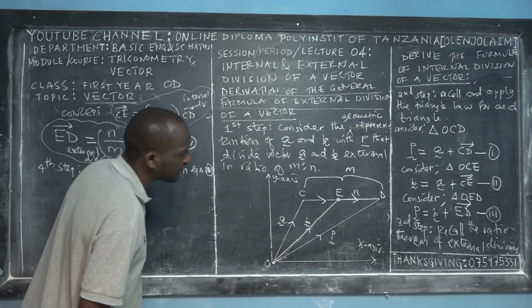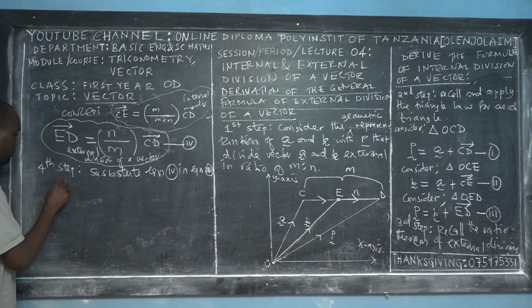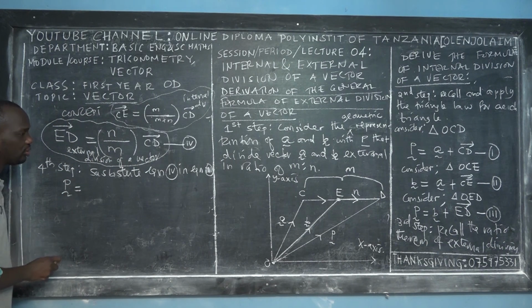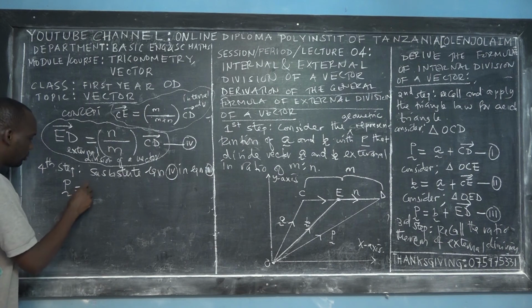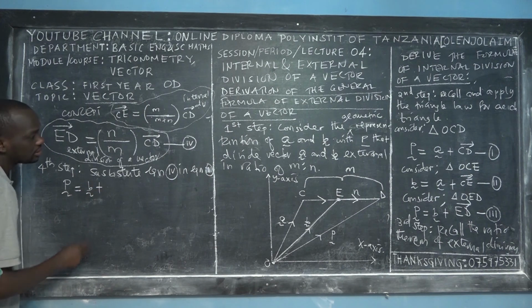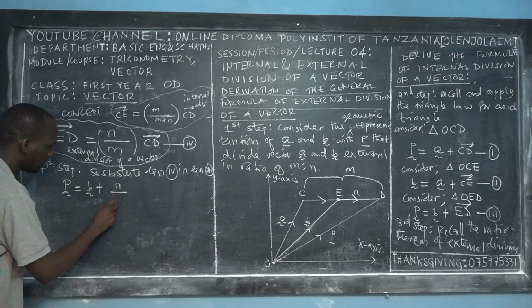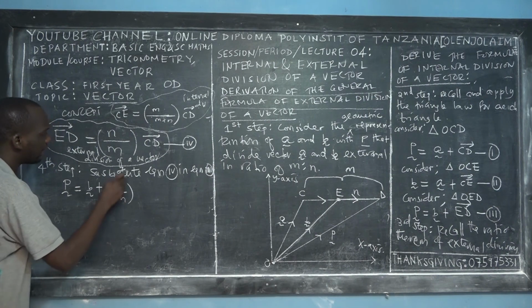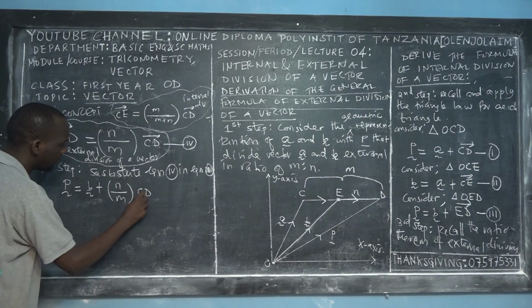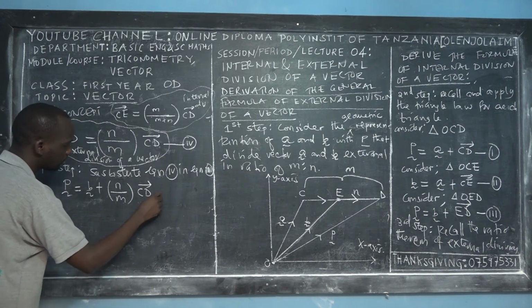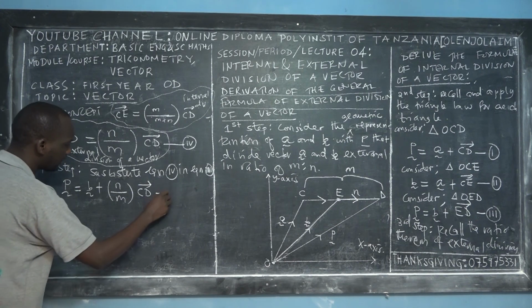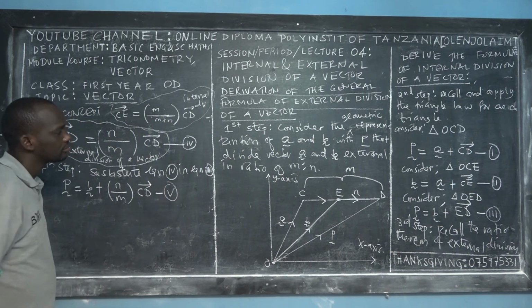Equation 4 in equation 3. Equation 3 begins with positional vector P is equal to positional vector B plus ED. What is ED? It is N over M, and then multiplied by vector CD. So this will make the fifth equation.